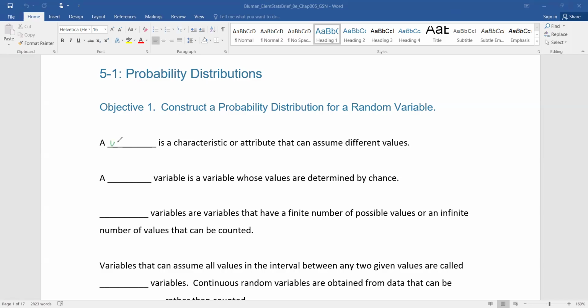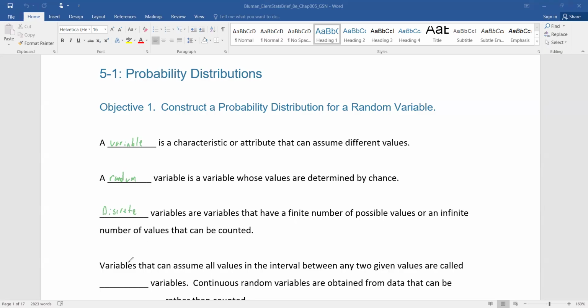So a variable, as a review, is a characteristic or attribute that can assume different values. A random variable is a variable whose values are determined by chance. Discrete variables are variables that can have a finite number of possible values or an infinite number of values that can be counted.